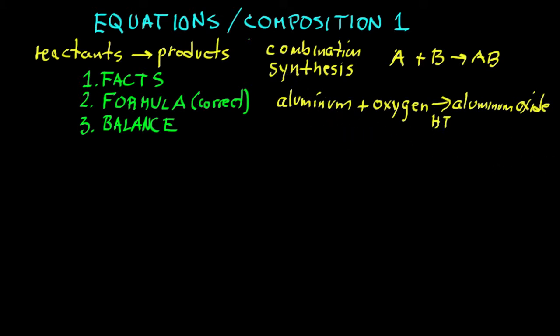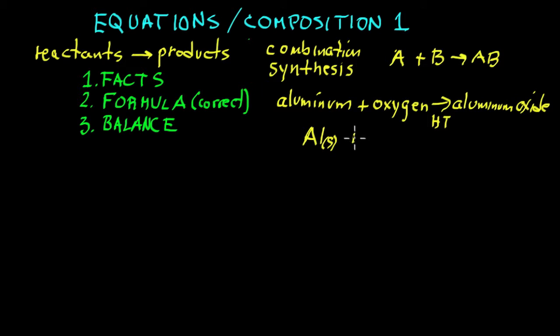So we have the facts. The second thing is we write the formula. Here is aluminum. Aluminum metal. It is a metal. It is the most abundant metal in the Earth's crust. Aluminum metal, (s), parentheses, s means a solid. Metals are solids with the exception, at room temperature, of mercury, which is a liquid metal.